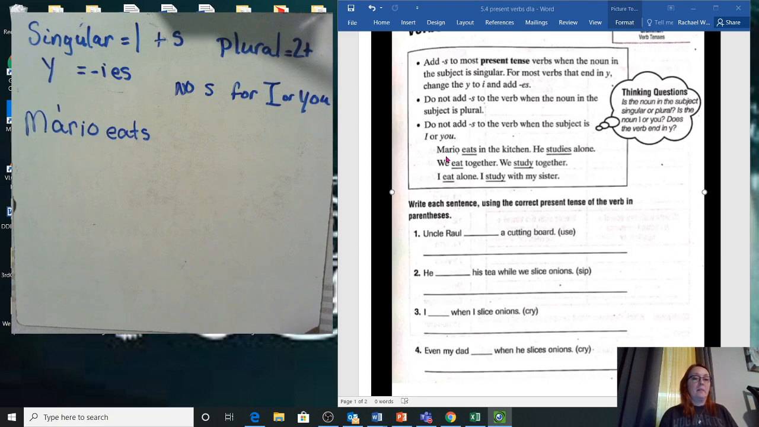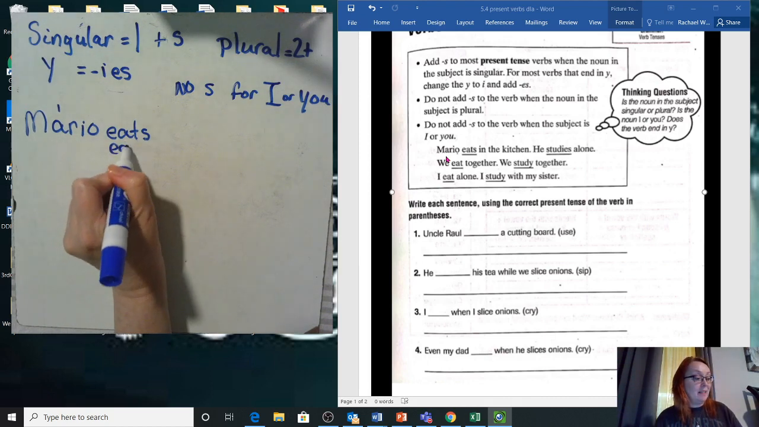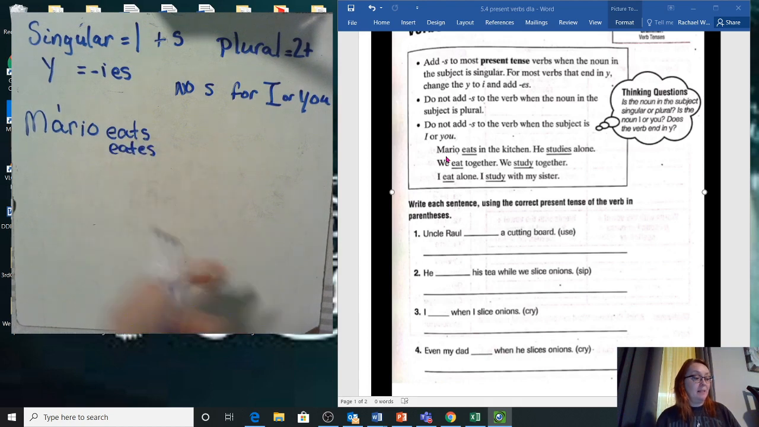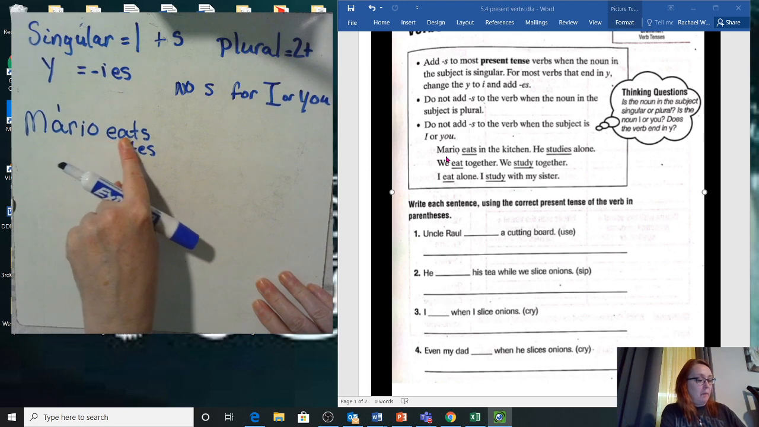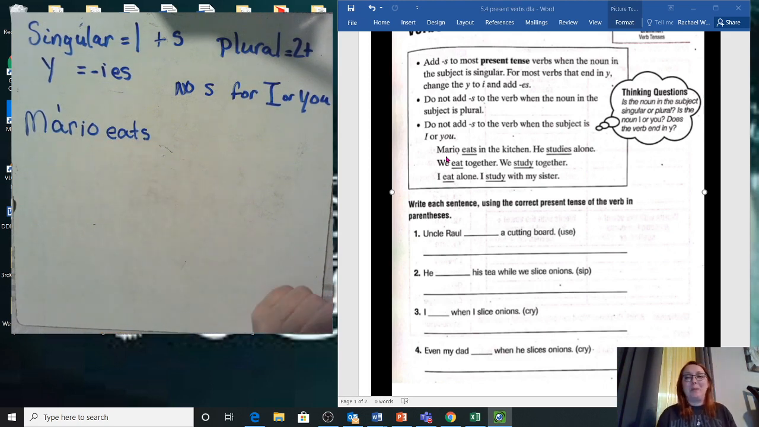So our verb is eats. Mario eats. Is it an ES? Is this how we spell eats? No way, Jose. No way, Mario. Just an S. Single S all by itself. Mario eats. Take a look at the next sentence.